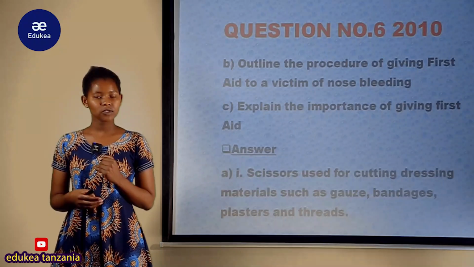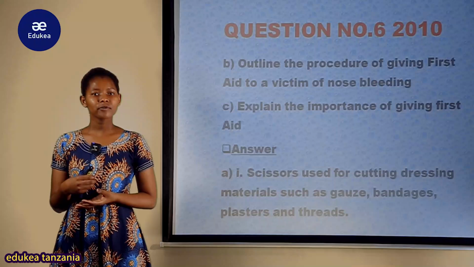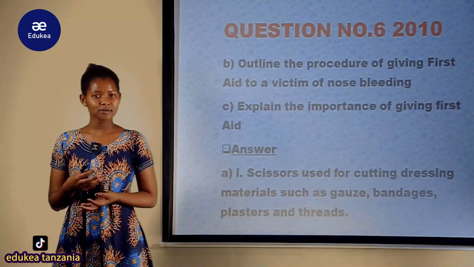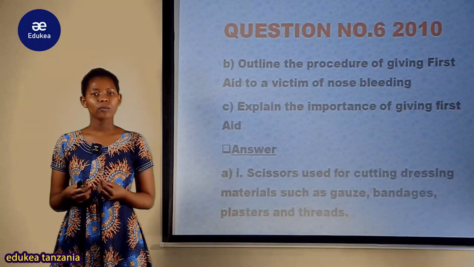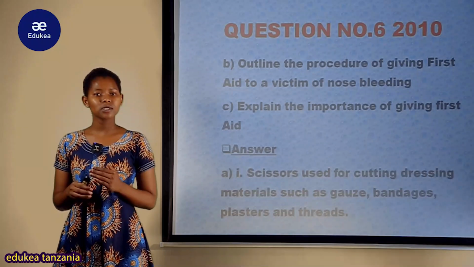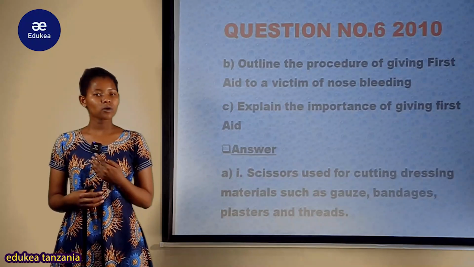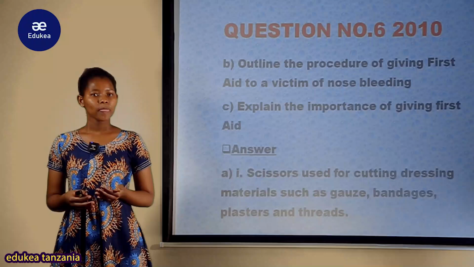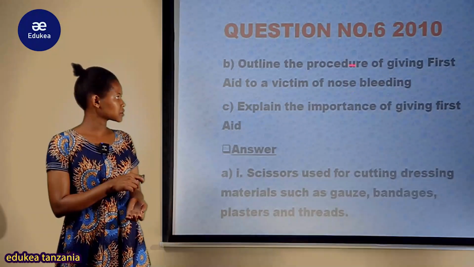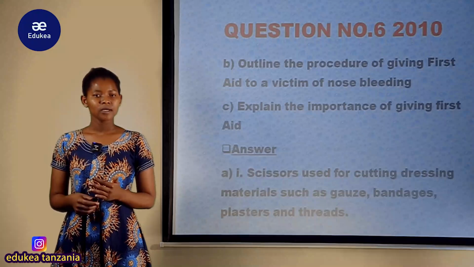But before hatujaenda kujibu, nikusisitize kitu kimoja. Lazima ujifunze zile components zote, hazifiki hata 20, ujue matumizi yake, kwa sababu utaweza kukuta swali pengine linakutaka either utoe components wewe mwenyewe na ueleze, au unaweza ukakuta components nyingine tofauti na ambazo tutaziona kwenye swali letu. Pia tukiona Part B hapa tumeambiwa to outline procedure of giving first aid to the person of nose bleeding.